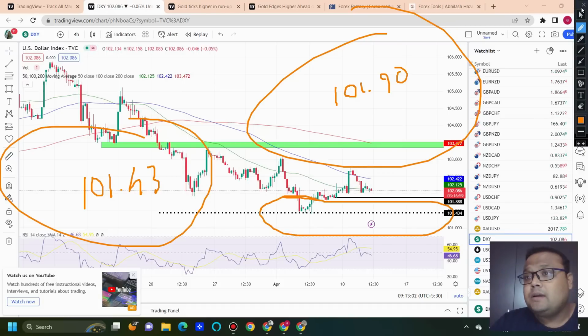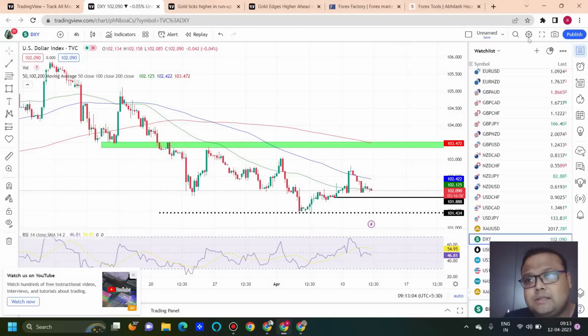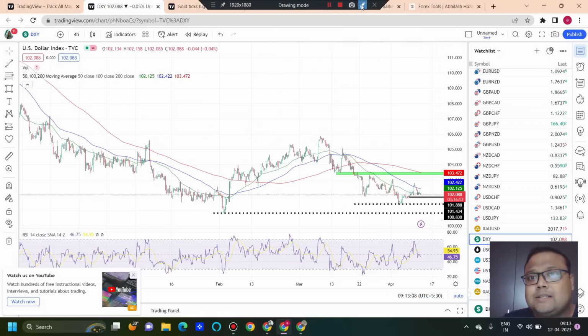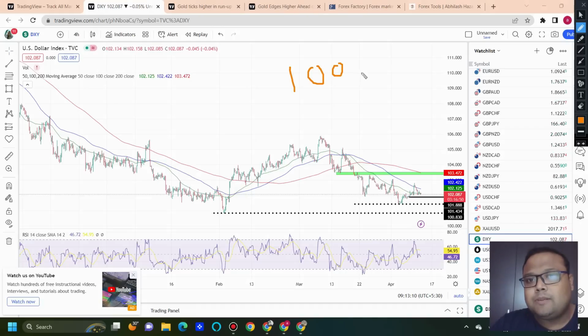In case DXY really breaks the support after CPI, then the critical support for DXY will be 100.83, the low made by the market. This will be the ultimate support on DXY after the news, but before the news we have 101.4, 101.5.